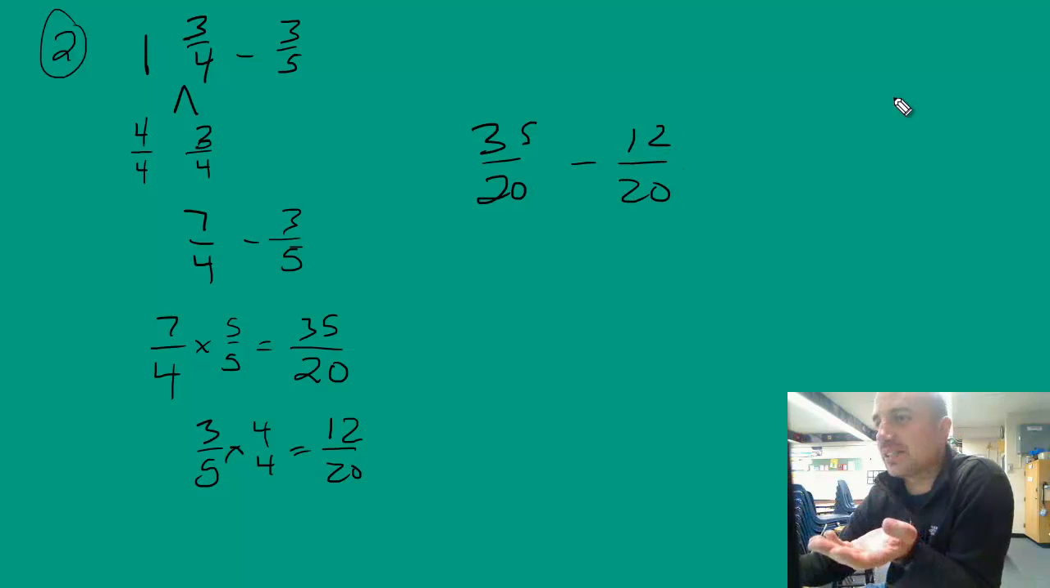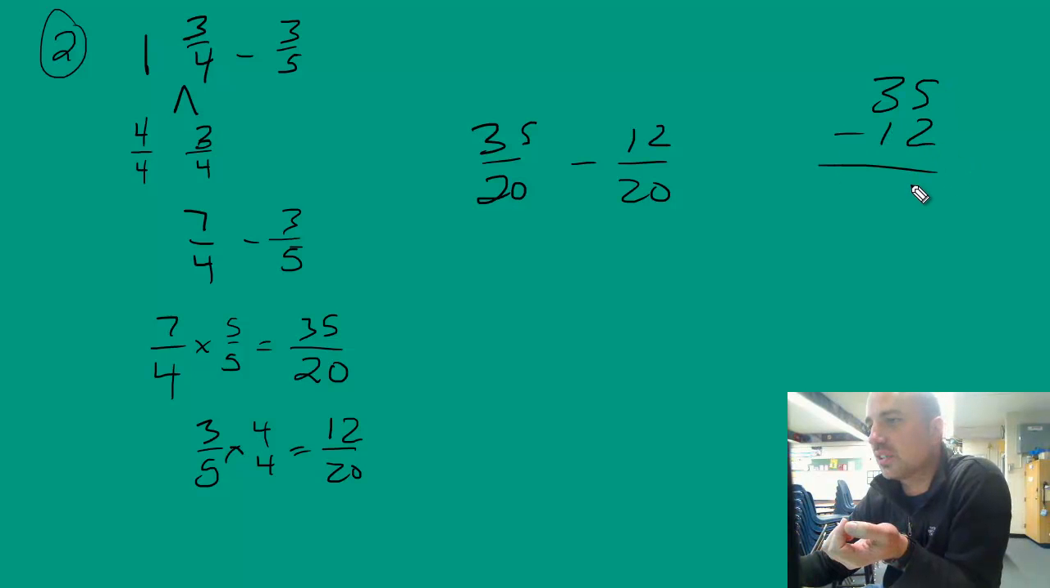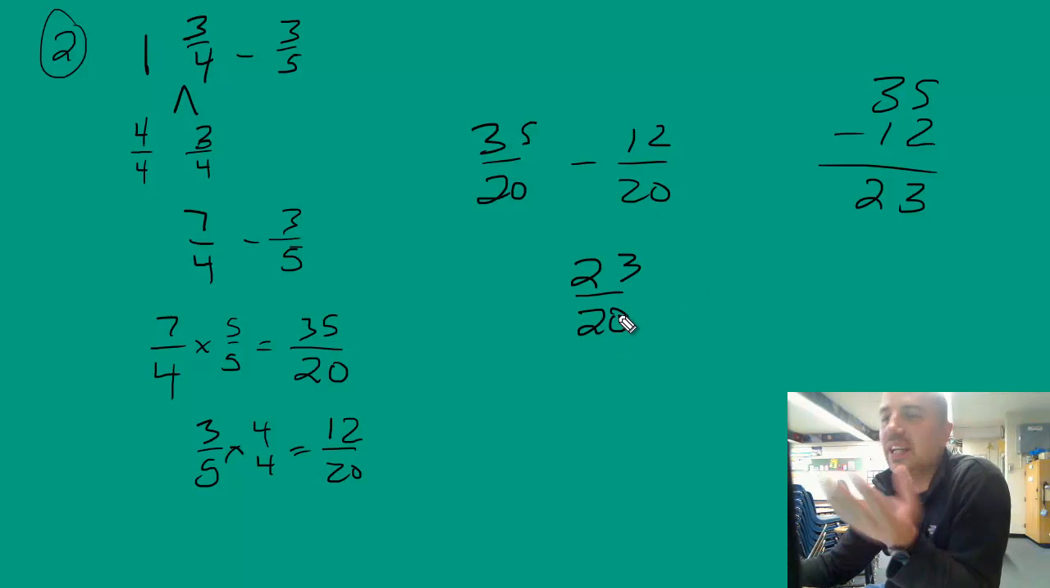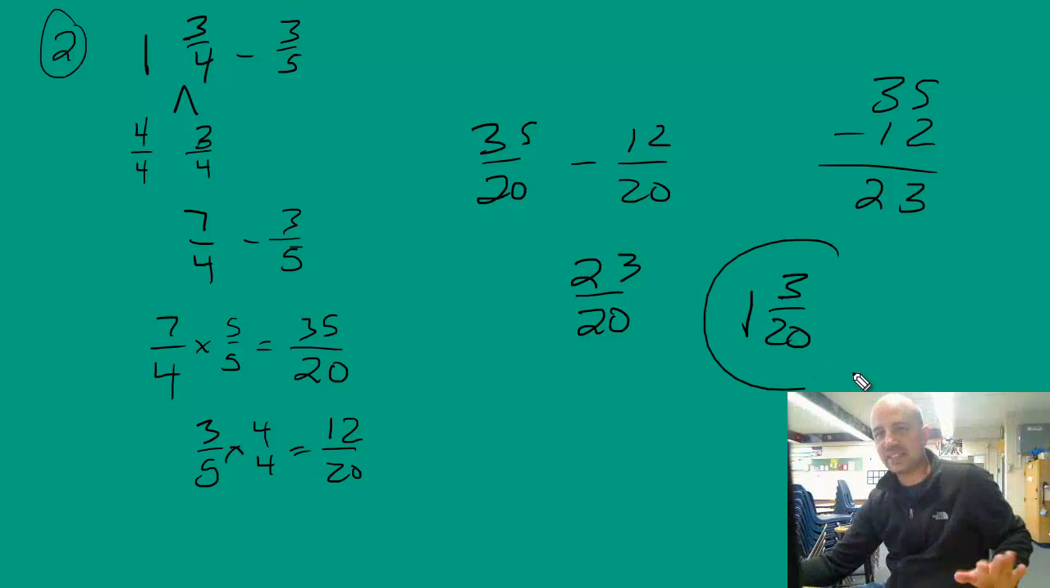And 35 minus 12, I'm going to do that over here on the side. 5 minus 2 is 3, and 3 minus 1 would be 2. So I would end up with 23 20ths. And then I would just say to myself, okay, well, that's 1 3/20. And I would arrive at the same answer.